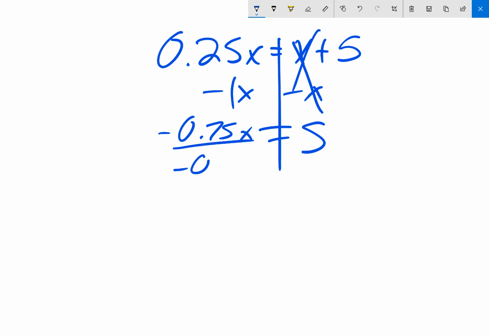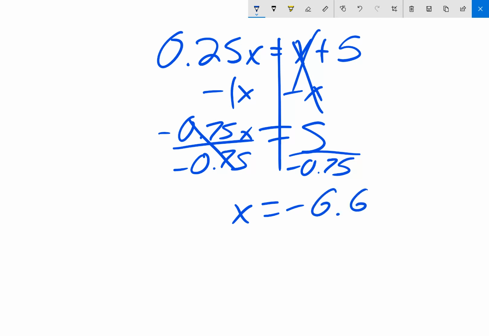And at this point, we just need to divide by the negative 0.75 to get x equal to, it's a decimal, but it's negative 6.6 repeating, or negative 6.67 if you just want to round it off. But that's it for number 5. We got one more exponential to cover.